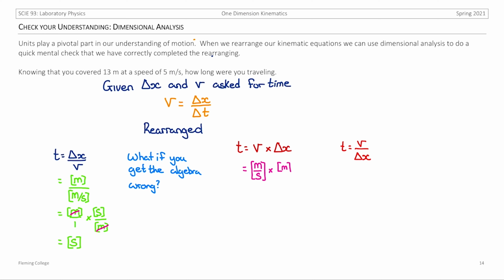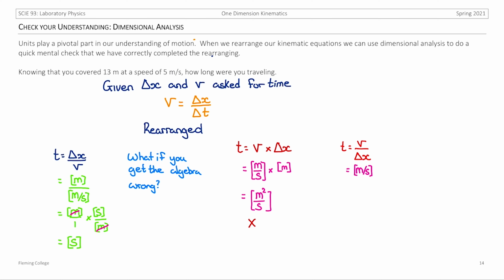In the first incorrect rearrangement, this would give us units of meters per second multiplied by meters, which simplifies to units of meters squared per second. And that's not helpful because that's not how we calculate time. So if our units are wrong, our numbers are wrong too. And the number itself may not be immediately evident that it's an unacceptable answer, but the units should be more evident to you. Let's look at the second example.